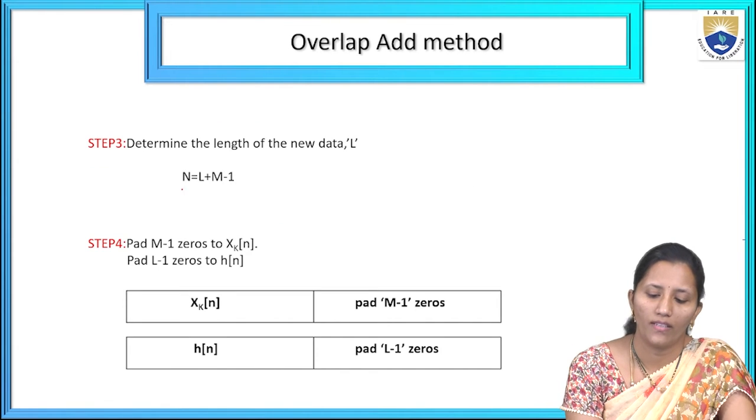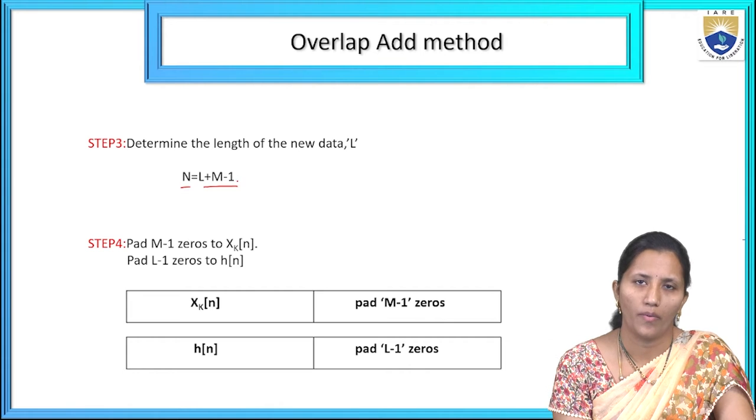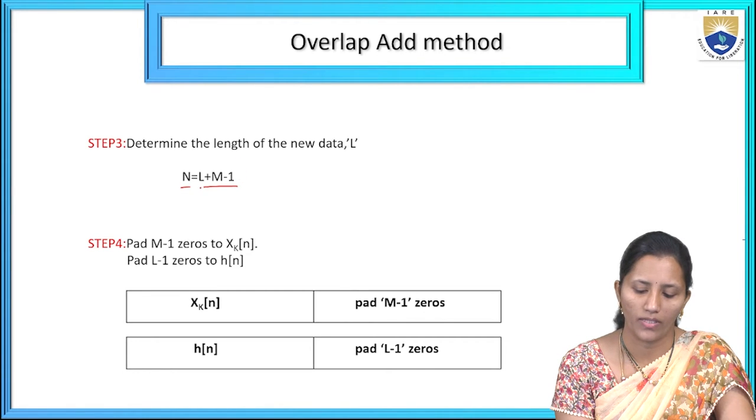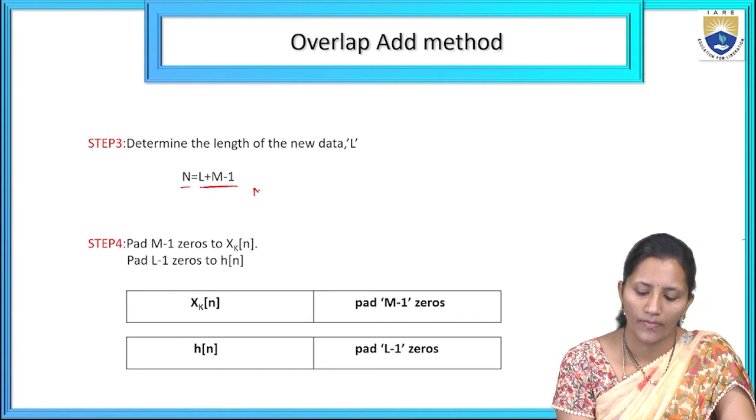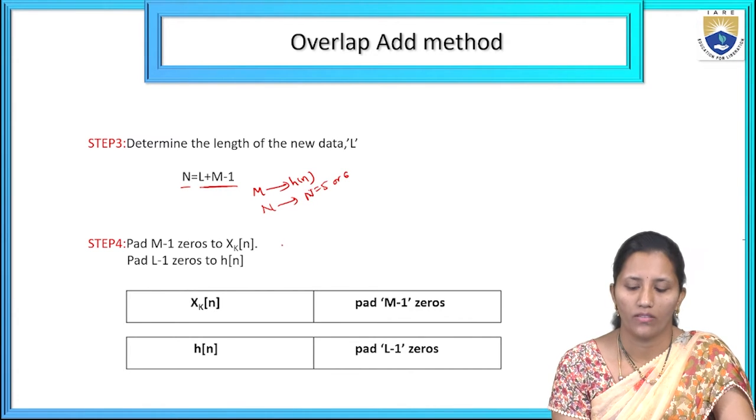We already know N is equal to L plus M minus 1, because we are performing linear convolution using the overlap add method and overlap save method. So the number of samples will be L plus M minus 1. Here, M is the number of samples in h of n, and N is the number of samples we are assuming here. Suppose N is 5 or 6 or something, we have to assume that value.